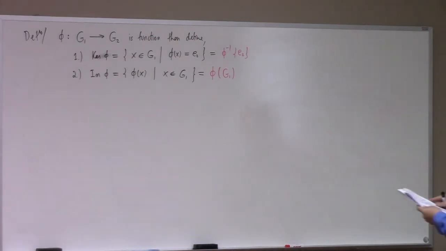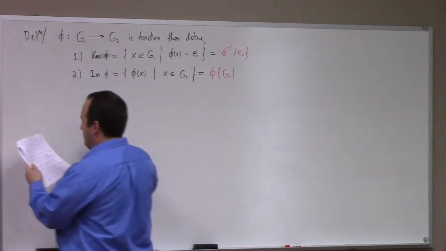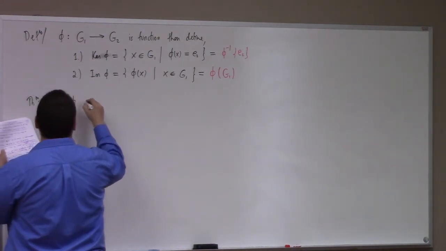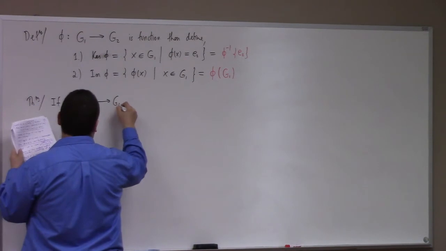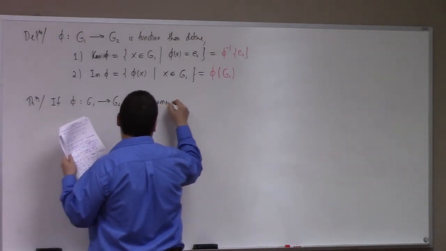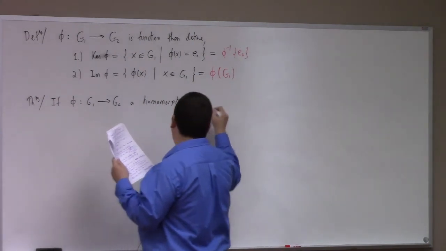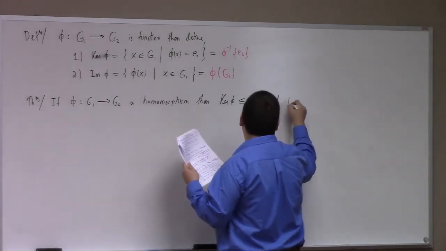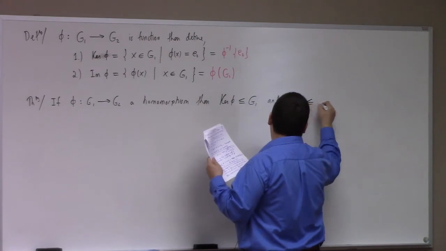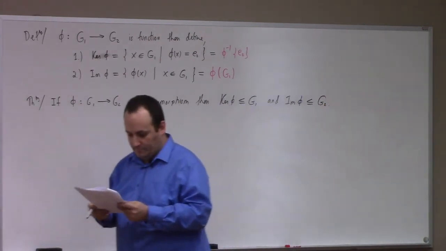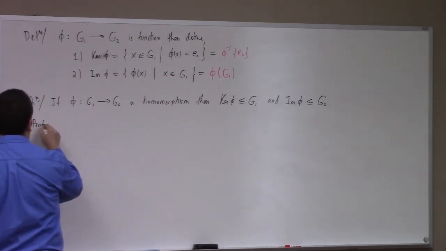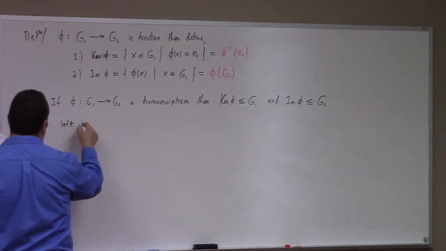Trying to keep myself on the path here. So there's a theorem which says the following: if we have phi from G1 to G2 a homomorphism, then the kernel of phi is a subgroup of G1, and the image of phi is a subgroup of G2. Proof. Left to the reader.